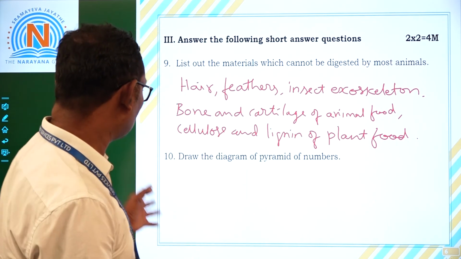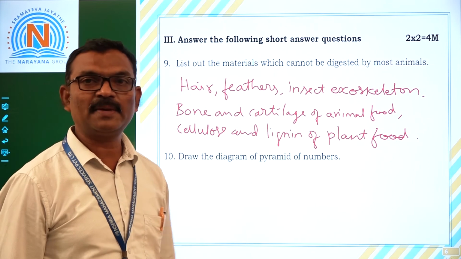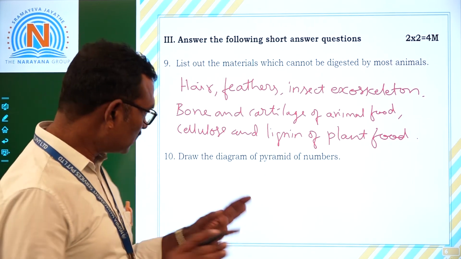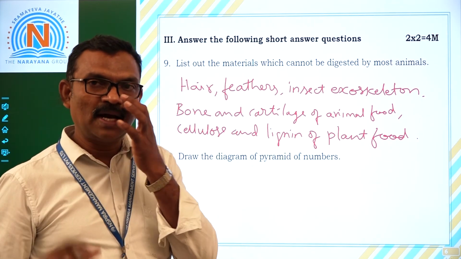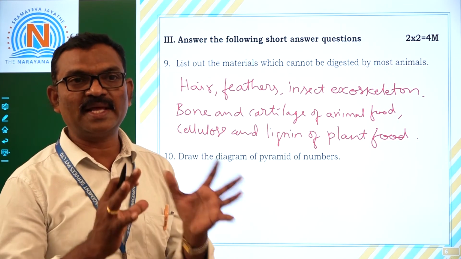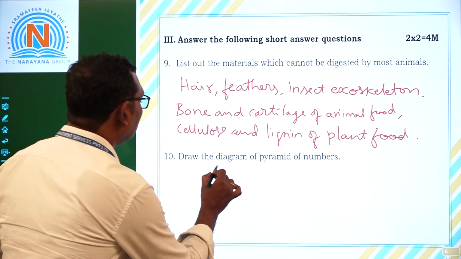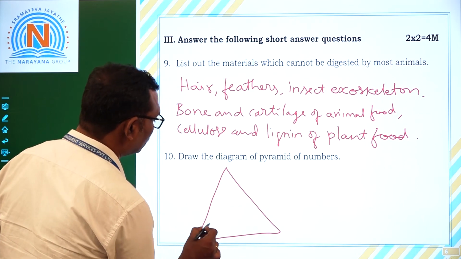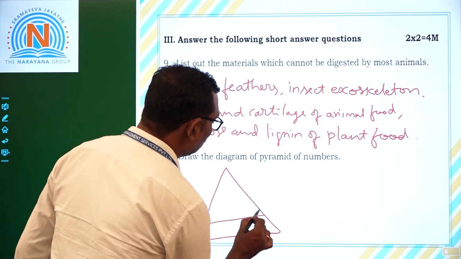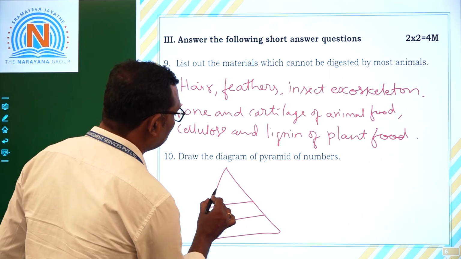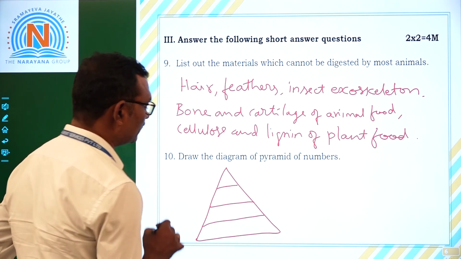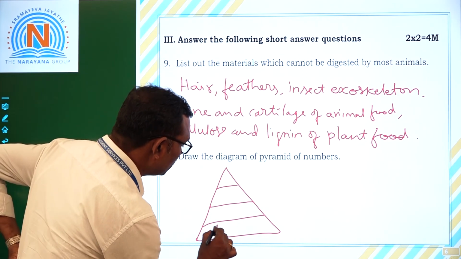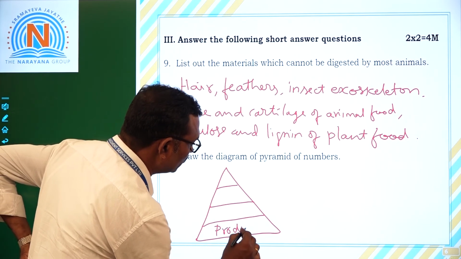Okay, so next question. Draw the diagram of pyramid of numbers. First we have to draw the pyramid, and later we have to place organisms. Okay, right. Let us see the pyramid. You know that a pyramid is a triangular shape. So I am going to draw 4 levels in this food chain pyramid. The first level, producers. Here we can keep producers.